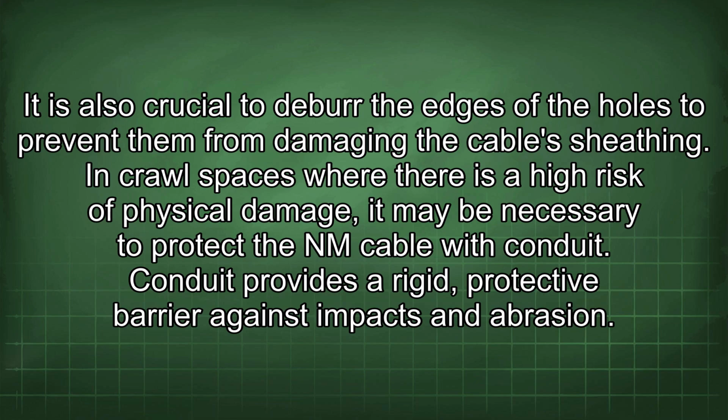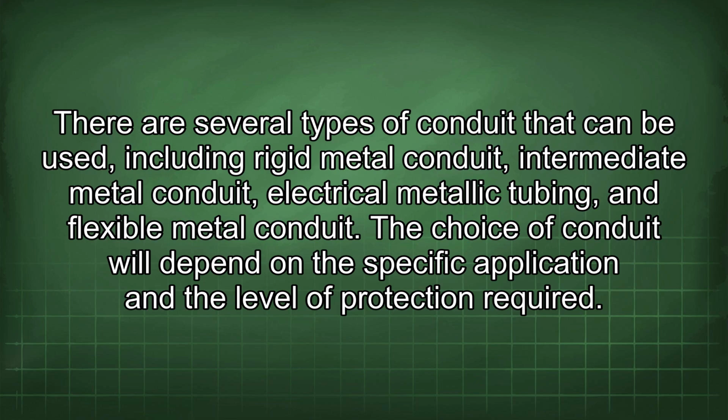In crawl spaces where there is a high risk of physical damage, it may be necessary to protect the NM cable with conduit. Conduit provides a rigid, protective barrier against impacts and abrasion. There are several types of conduit that can be used, including rigid metal conduit, intermediate metal conduit, electrical metallic tubing, and flexible metal conduit. The choice of conduit will depend on the specific application and the level of protection required.